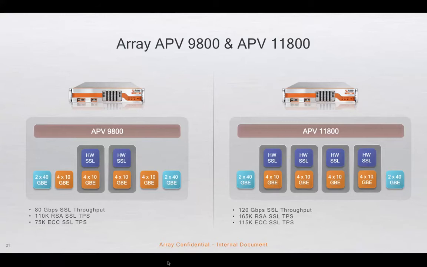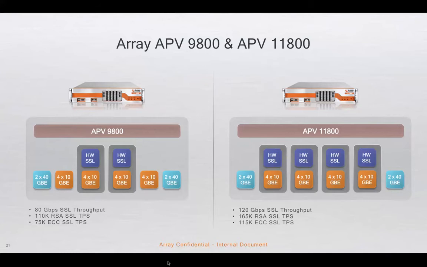If you want to go even more scalable, you look at something like the APV 11800 right here, where you're looking at 4 piggyback combo cards that give you your interfaces, but also your hardware accelerated SSL on board as well. And you can see in this case, these are very conservative estimates. The performance can be even greater, but a minimum of 120 gig in terms of SSL throughput, 165K TPS for RSA ciphers, and 115K TPS for ECC ciphers.